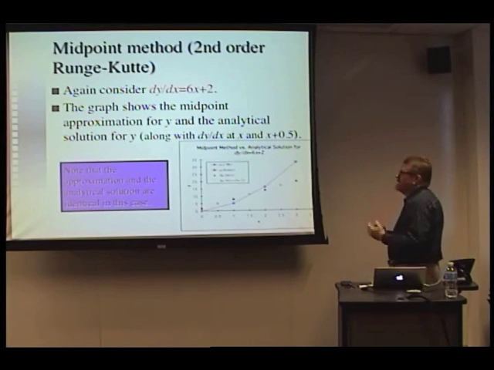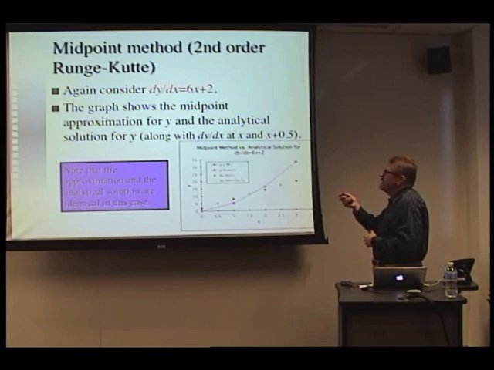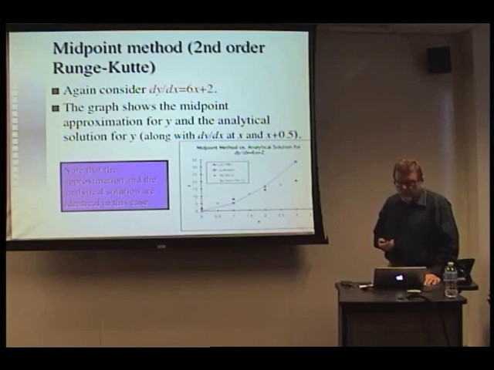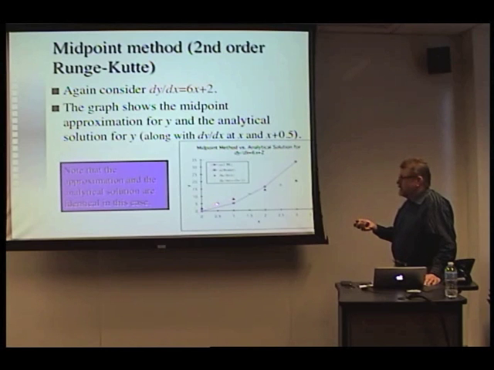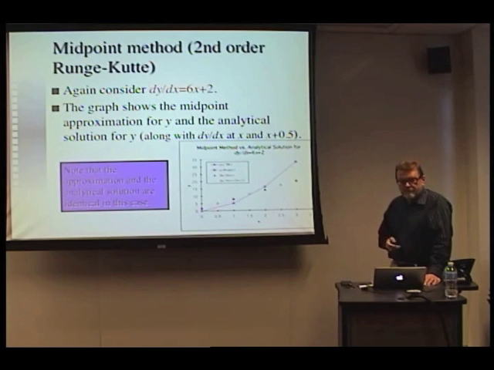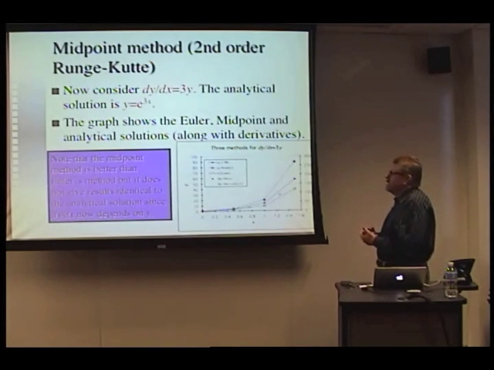Now that sounds like magic, and it is, because the reason that works is because the derivative is not a function of y. So we can make a very good estimate of what the derivative is going to be at the midpoint here, because it's a function only of x. And we know what x is going to be at the midpoint. We don't know what y is going to be at the midpoint. So let's consider another system.